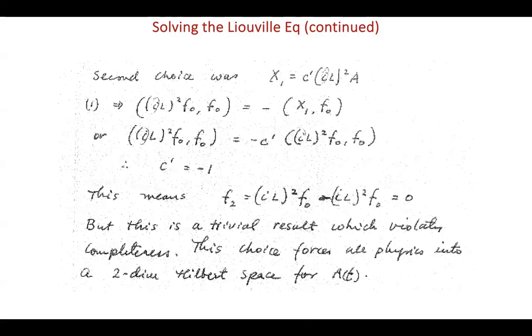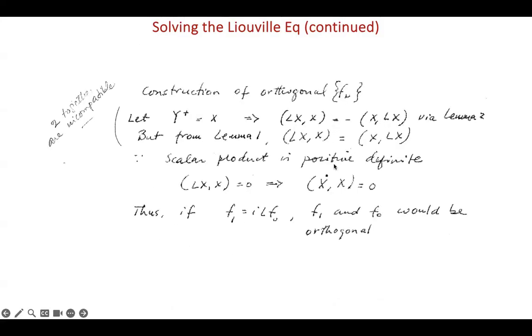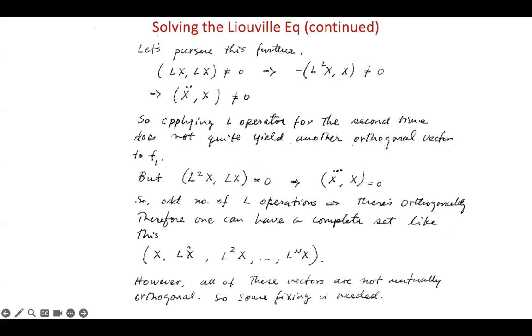So I'll just take 1 minute to go over this one more time. We had established that first F1 is ILF0. Then we found out that the odd derivatives were orthogonal to the previous vector, but the even derivatives were not, to the first vector. This was what we found here.